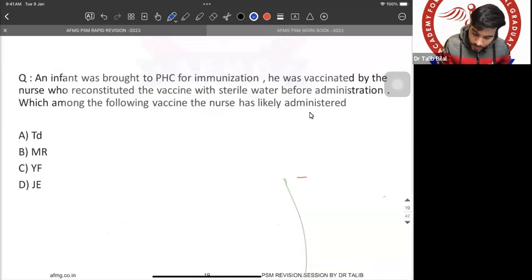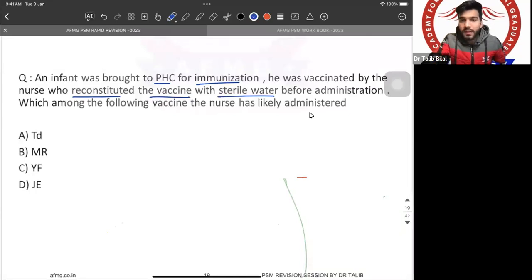An infant was brought to the PHC for immunization. He was vaccinated by the nurse who reconstituted the vaccine with sterile water, who diluted the vaccine with the sterile water before administration. Which among the following vaccines has the nurse likely administered?